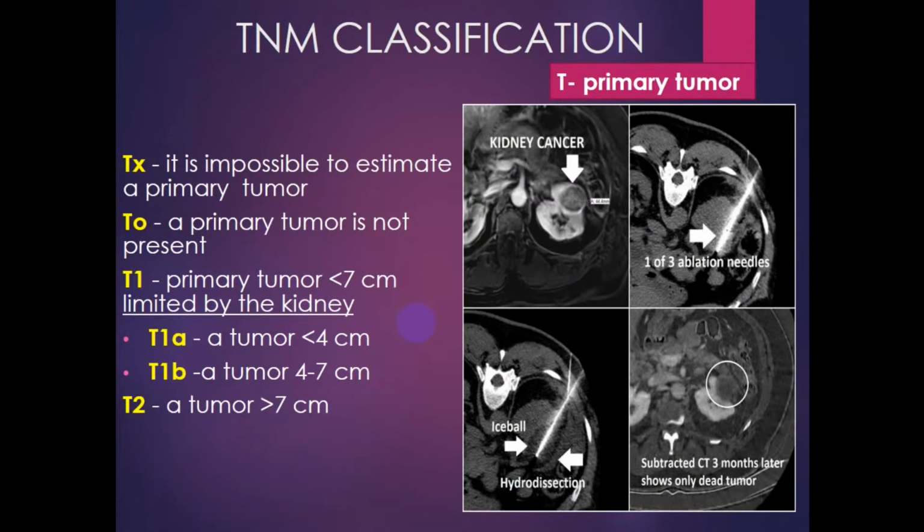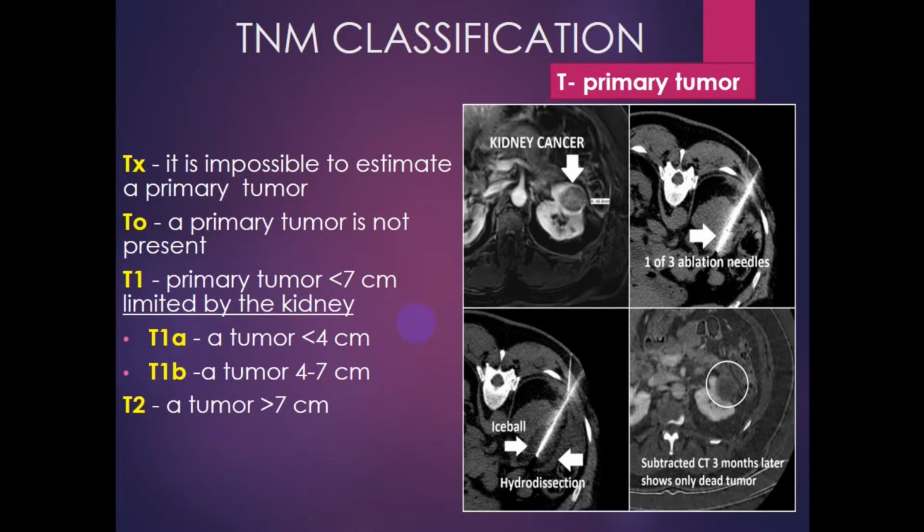One of the most important parts of learning and studying oncology is knowing about TNM classification. TNMG classification we'll talk about more later. Firstly, about T. T means tumor or primary effect. Different gradations are Tx: it's impossible to estimate a primary tumor.